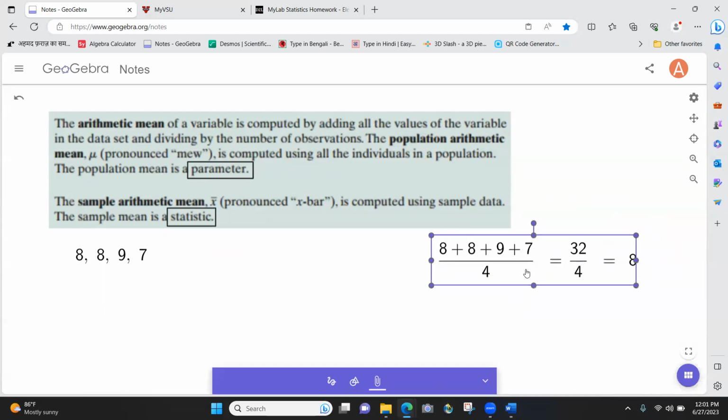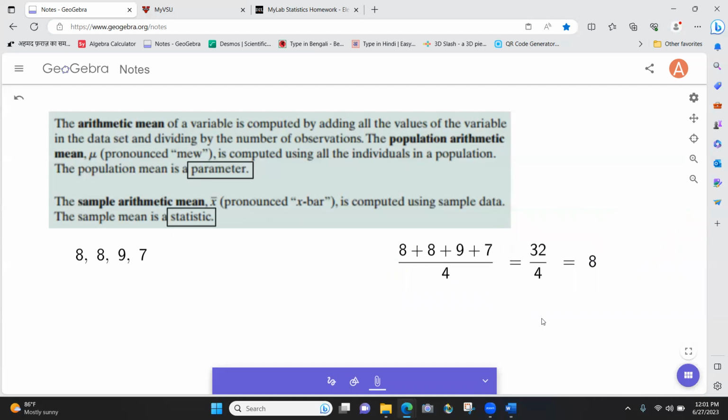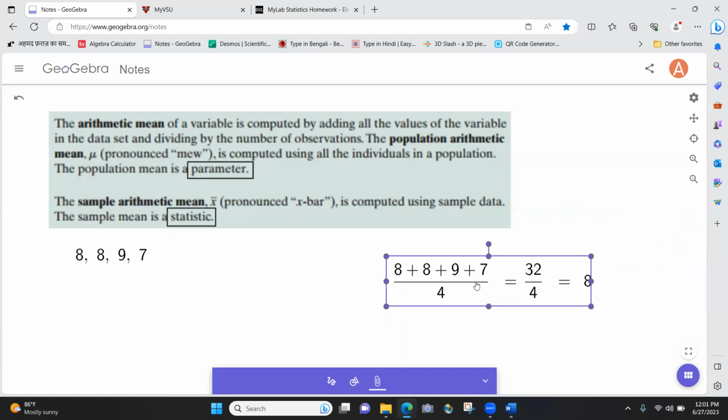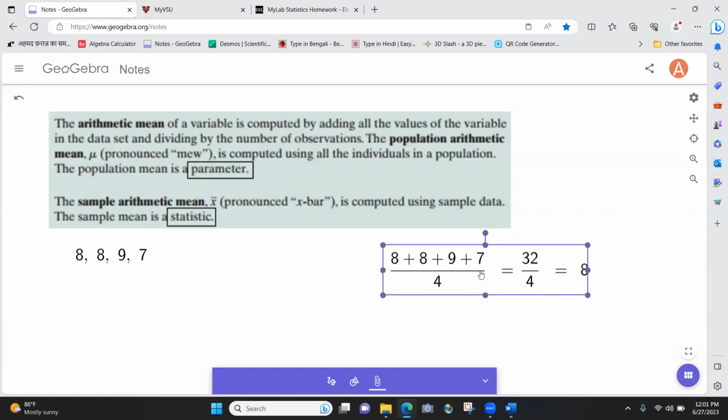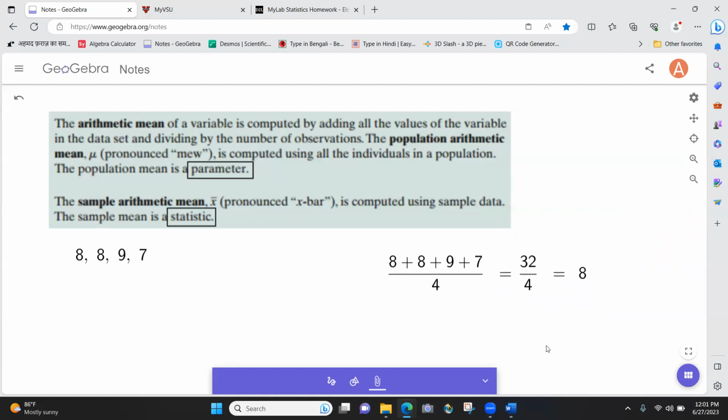Now, think about this being a large class. Let's say I have 20 students, and I'm just going to grab 4 students randomly, and their scores are 8, 8, 9, 7. I do the same thing, and this time it's going to be called the sample arithmetic mean, the arithmetic mean of the sample. Population would be everybody. Sample is a subset of the population. All right. Wonderful. Moving on.